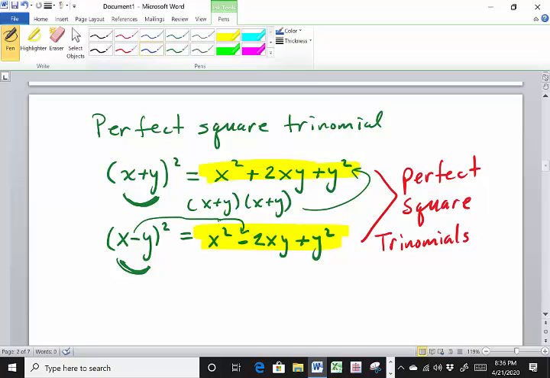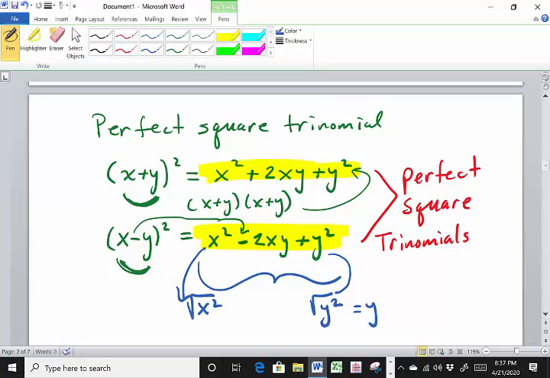So let's say I look at this, and let's look at some characteristics. If I take the square root of y squared, what do I get? I get y. Alright? And what if I take the square root of x squared? So in other words, I'm taking the square root of the first term, and I'm taking the square root of the last term. Right? So the square root of x squared is x. The square root of y squared is y. So now I have an x and a y. Right?